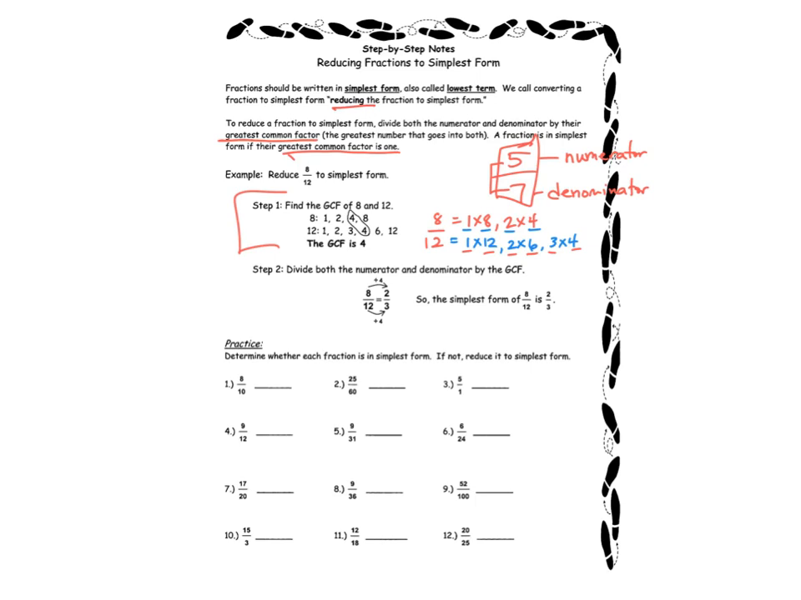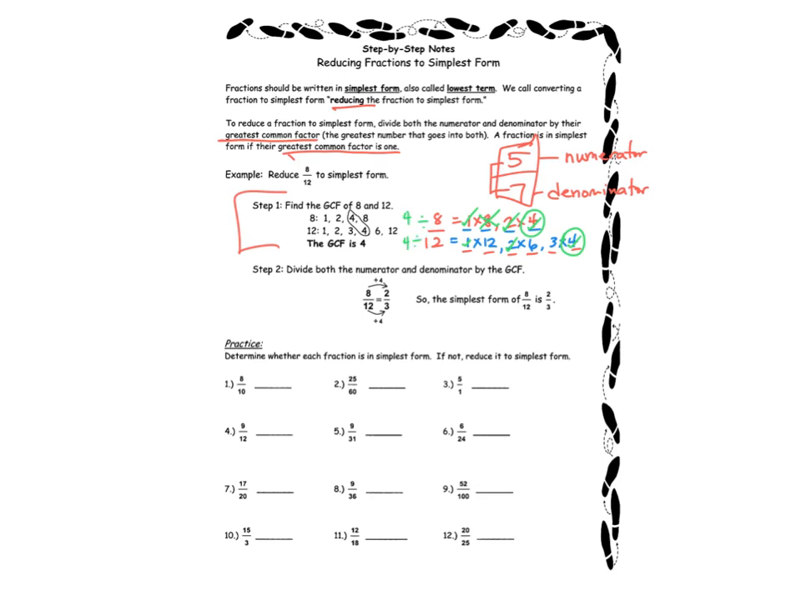Now our goal is to see the biggest number that they both have in common. They both have 1 in common, but that's not the biggest number. They both have 2 in common. They both have 4 in common. 12 does not have 8, so we can mark 8 out. The biggest number that they both have in common is 4. Once you find that biggest number, you divide both numbers by that number. So we're going to divide both numbers by 4.